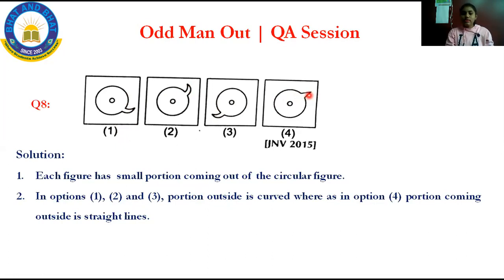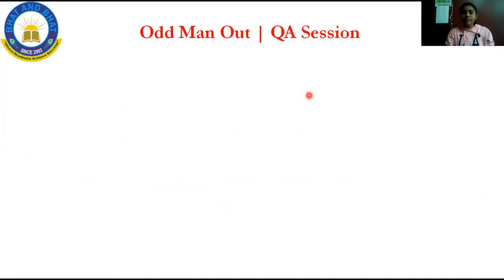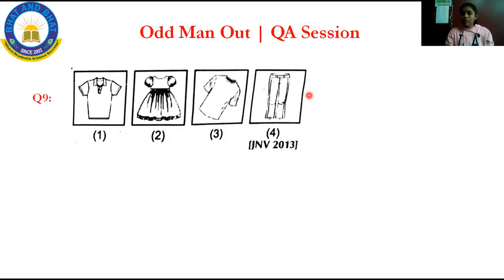Any doubts in this? So what is the correct option? Option 4 is the correct answer. In figure 1, figure 2, and figure 3, the outline is a curve, but option 4 is a straight line. This is how you have to answer. Now, question number 9.